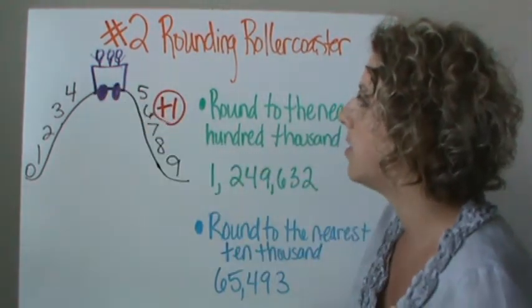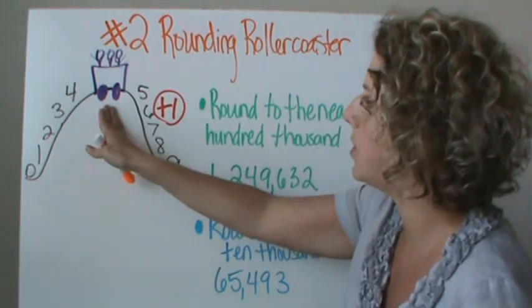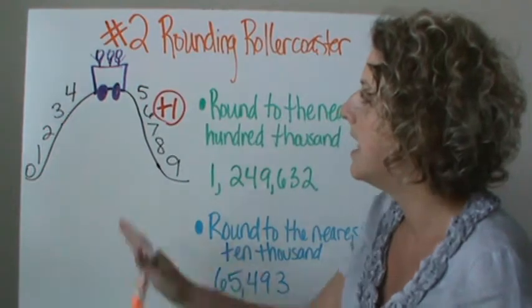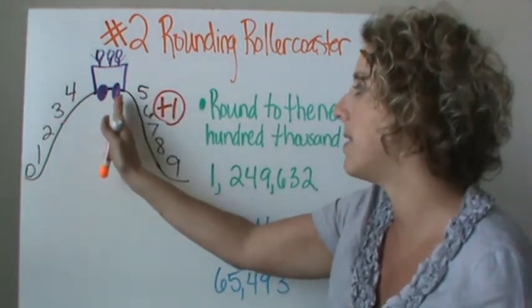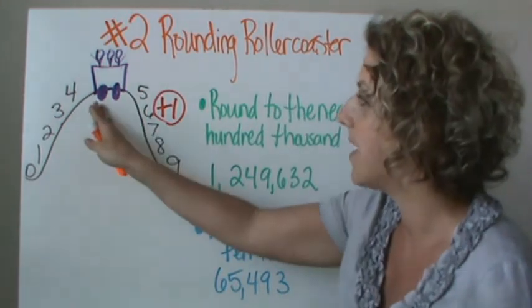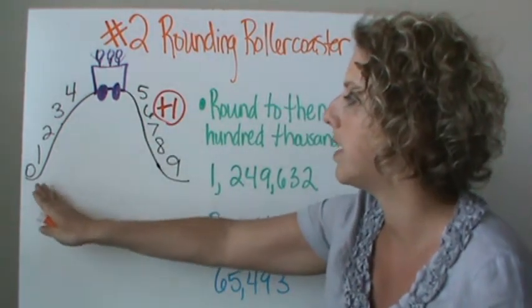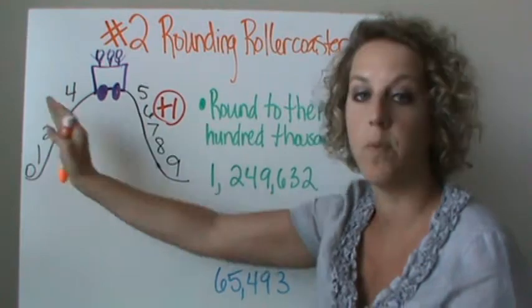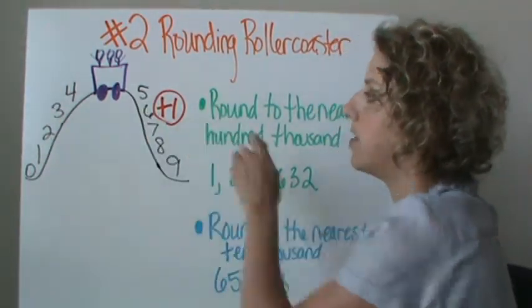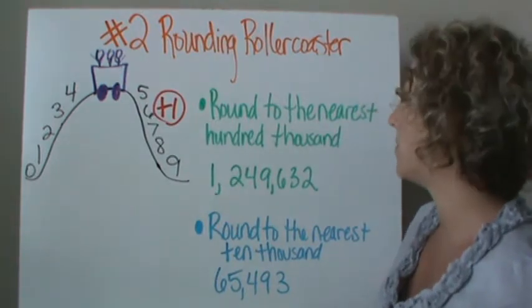Here you are in your roller coaster, and you have to be a certain number to get over the hill, and if you're not quite that big of a number, then you're going to fall back down the hill. So if you're the numbers 4, 3, 2, 1, or 0, the number will stay the same. And if you're the numbers 5, 6, 7, 8, or 9, you're going to add one more to the place.